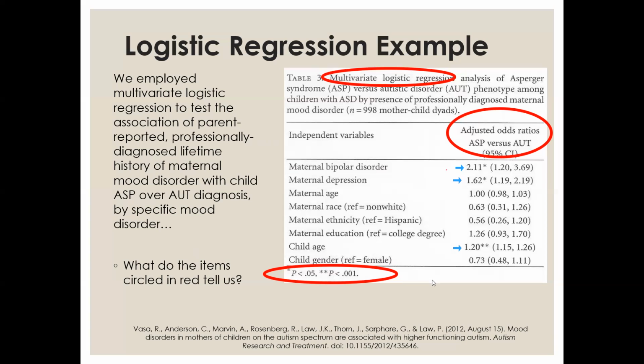So interesting, the child age predicts the likelihood of having Asperger's syndrome versus autism. So very interesting, right? We're looking at what is significant.